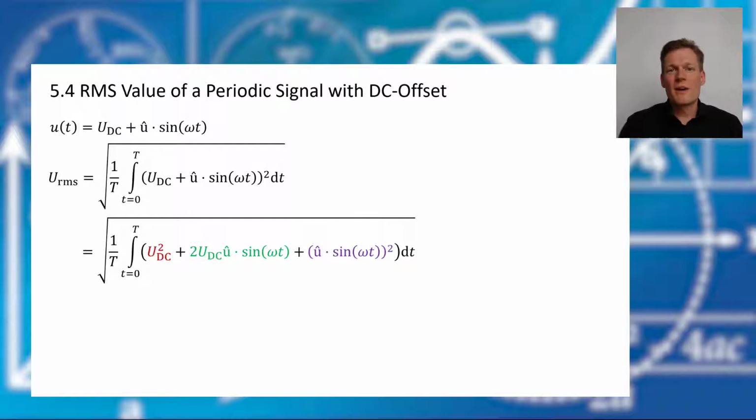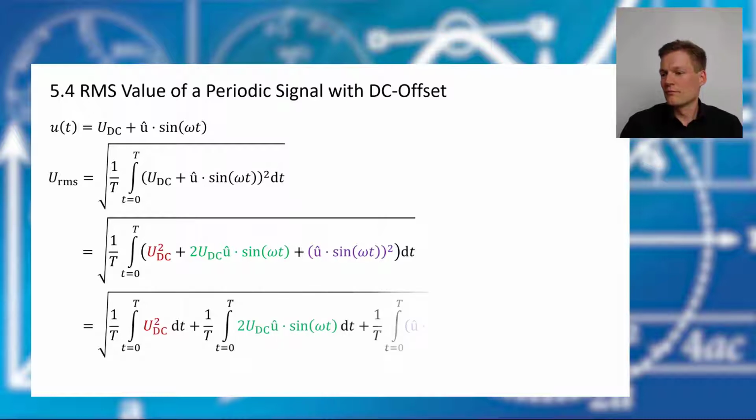Okay, and you remember that if you have the integral of a sum, you can split that sum into the sum of integrals. Okay, and now let's have a look at the single integrals. The first one. We calculate here the mean value of the DC value in square. Okay, and if we do so, we will just get the DC value in square.